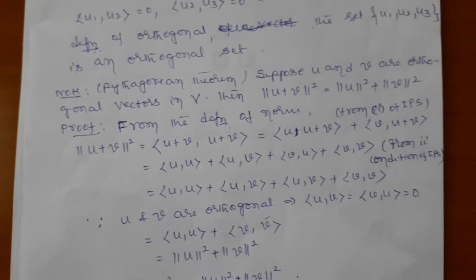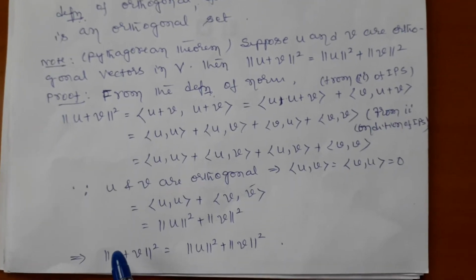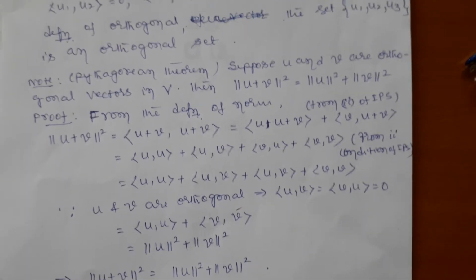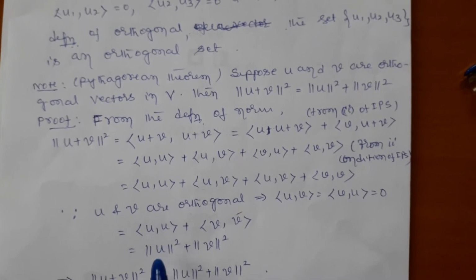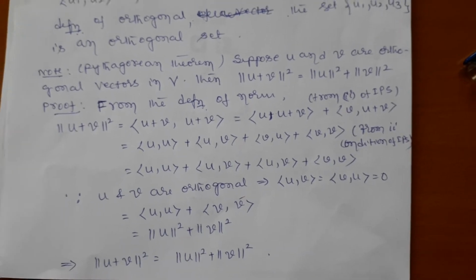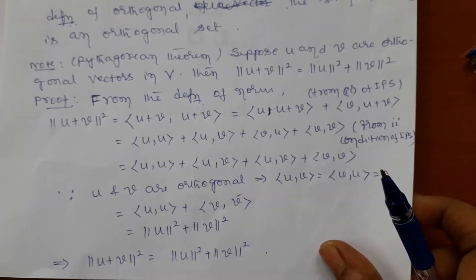Therefore, finally we get the norm of u plus v whole square is nothing but norm u square plus norm v square. Please try to understand that this is true only in the case where both vectors are orthogonal in the inner product space. Okay. Now I'm moving to the next result.